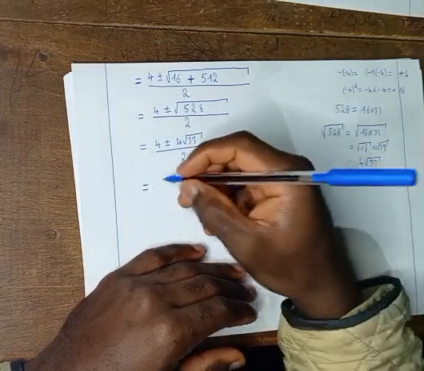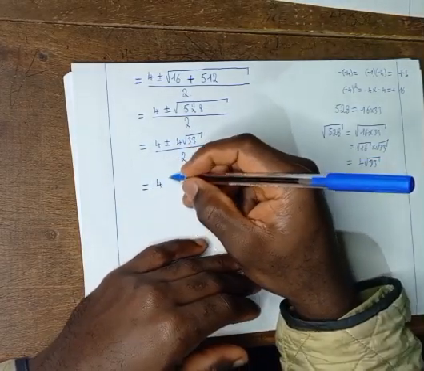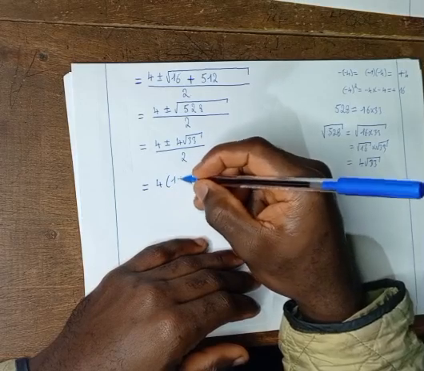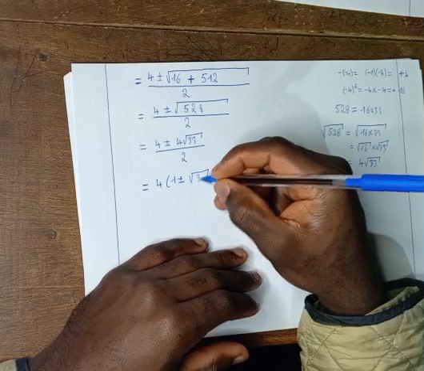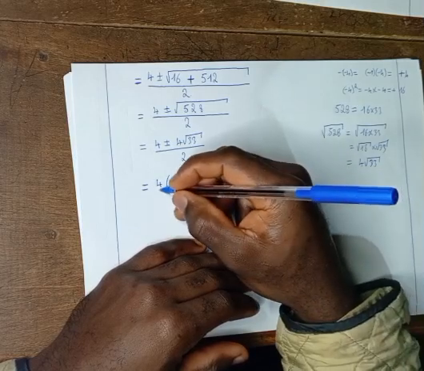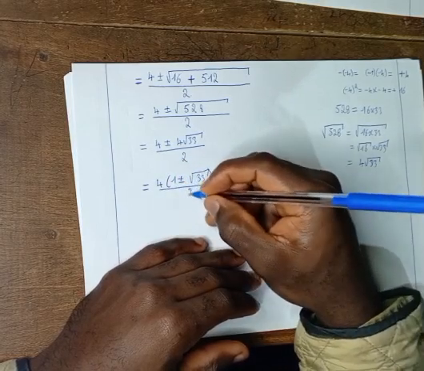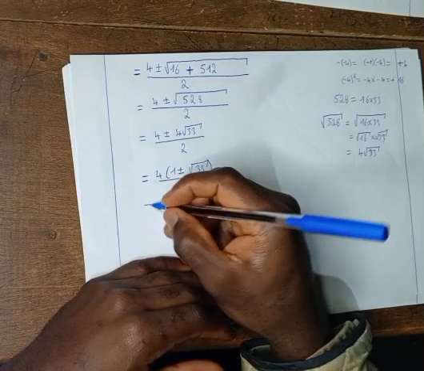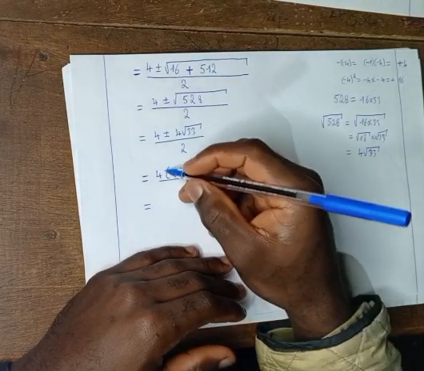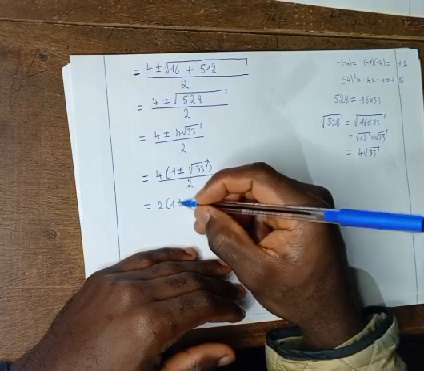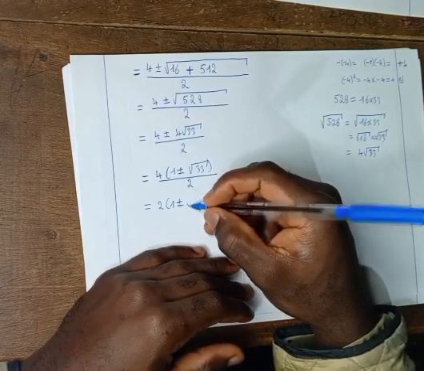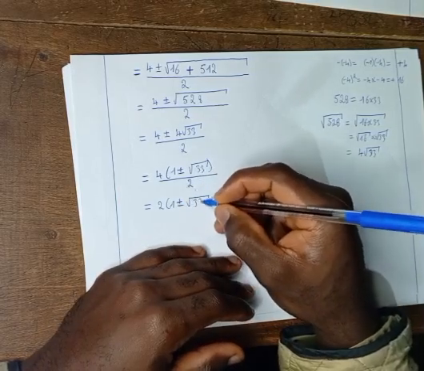At the numerator here, 4 is common, so we can factor out 4. If you factor out 4, we'll be left with 1 plus or minus root 33 all over 2. So 2 will go into 4 2 times, so 2 times 1 plus or minus root 33.